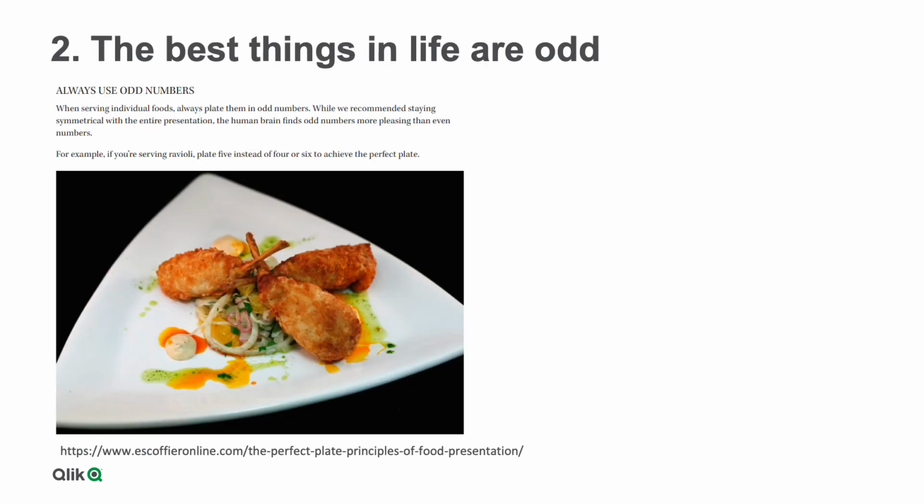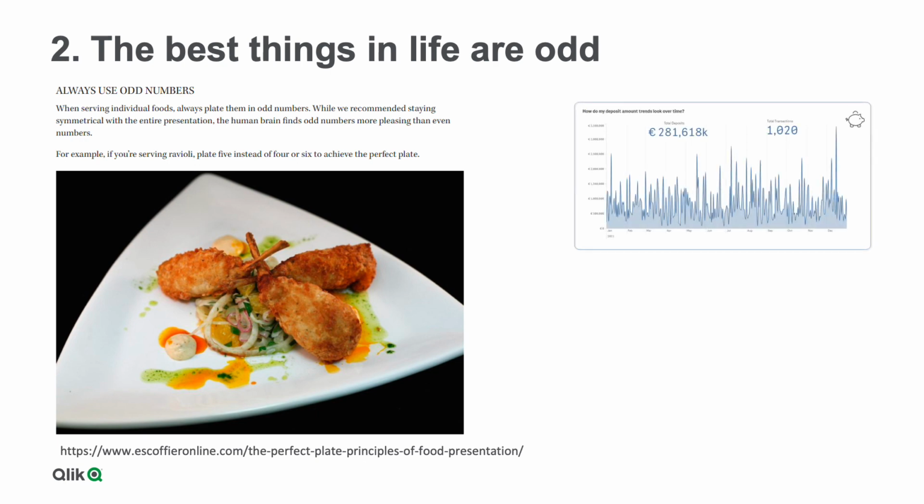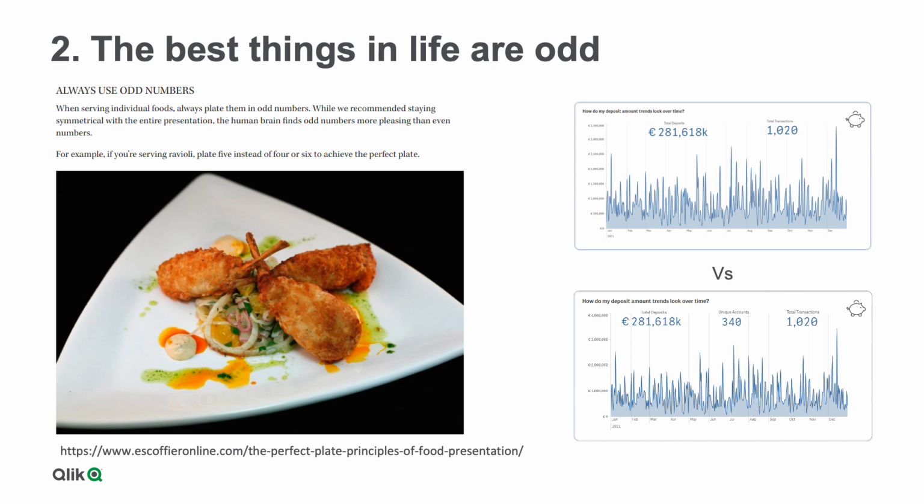The next thing then is the best things are always odd. If you imagine food being arranged on a plate in a 2, it just wouldn't quite look right. And so we have to consider that in terms of how we're laying out objects. So I've just done a simple example here where I've just put 2 KPIs over a line chart. That looks okay. But actually 3 just somehow looks more complete.